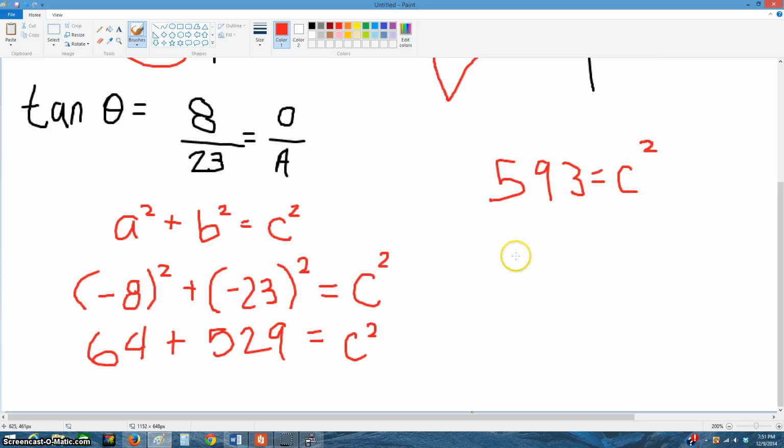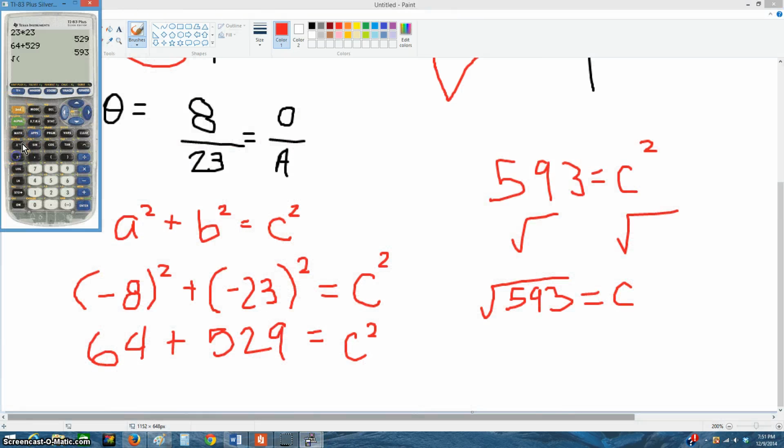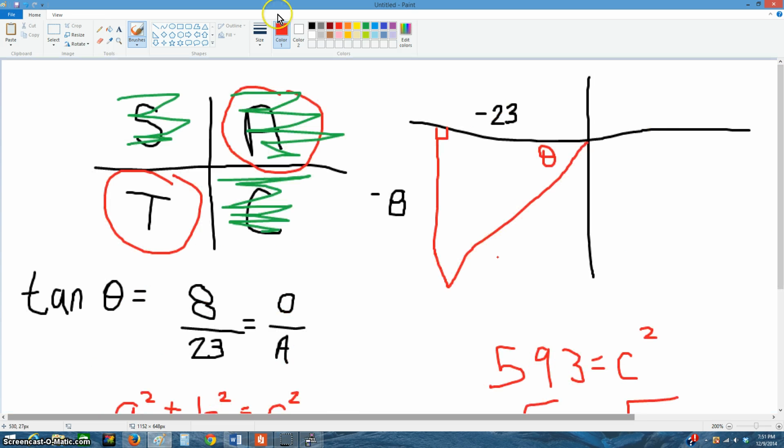C squared. And I'm going to take the square root of both sides. So technically I get the square root of 593 is equal to C. I don't think that gives me a nice number, but I'll check to see if it does. I don't think so. No, it doesn't. Okay. So my hypotenuse is square root of 593. That's what I'm going to go up here and do. Square root of 593. Okay, so now I can answer my question.